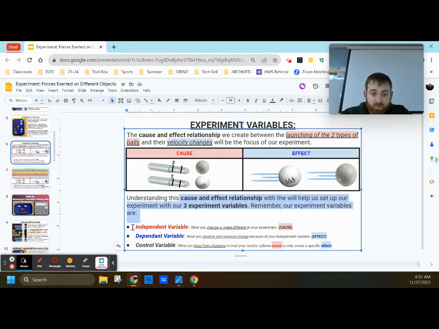So remember, your independent variable, we looked at this in a previous lesson, is what you're changing or making different within your experiment. Your dependent variable is what you observe and measure change because of your independent variable. And the control variables are the things that you need to keep the same within your experiment so you can trust your results. So that allows the cause to be the only thing creating that specific effect. So your job is going to be to take our experiment and break down, obviously, what our variables are so we understand how we're setting up our experiment.